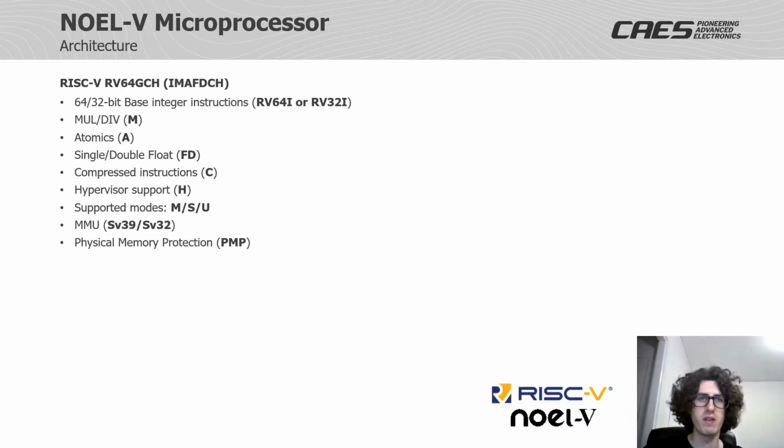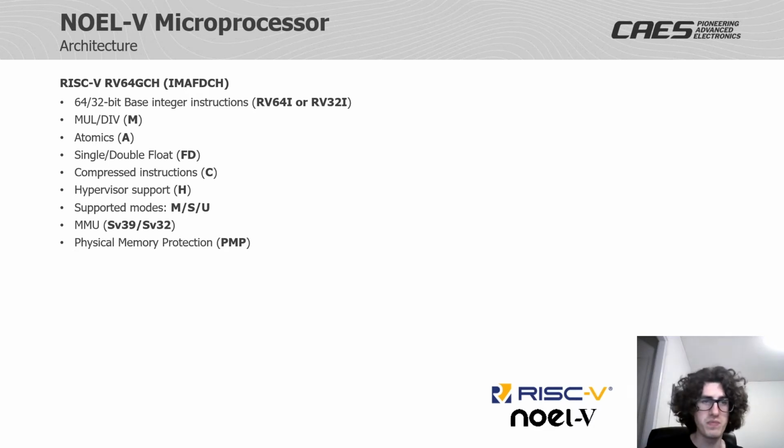Regarding the NOEL-V architecture, the NOEL-V supports either RV64 or RV32 as a base architecture, and it also supports a set of extensions like the multiply and division, M, atomics, A, single and double floating point extension, the FD, and also compressed instructions like C, and hypervisor support, now the H.